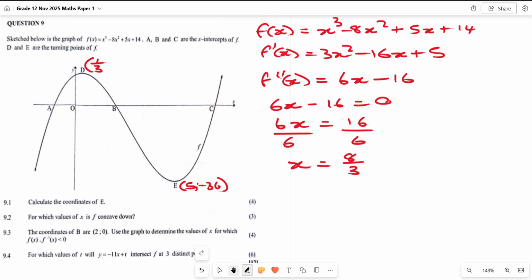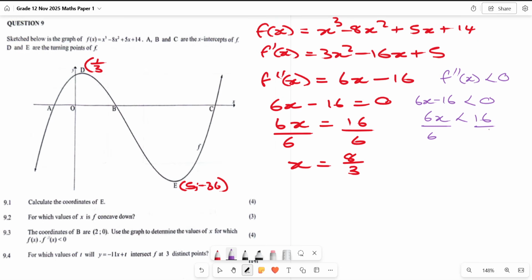So let me just use a different color. This is what you will do. I hope I'm making sense, right? The derivative of the derivative has to be less than 0. This is for concave downwards, right? For concave down, the derivative of the derivative is less than 0. So now what you can easily do is write 6x minus 16 less than 0, and then solve: 6x is equal to 16, and divide both sides by 6. x is going to be less than 8 over 3. You can leave the answer like that.